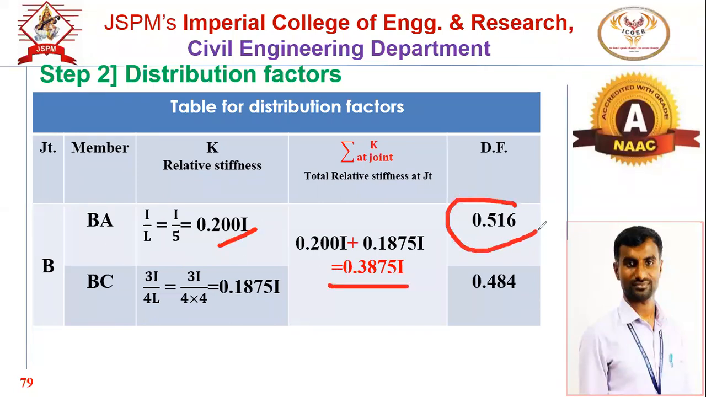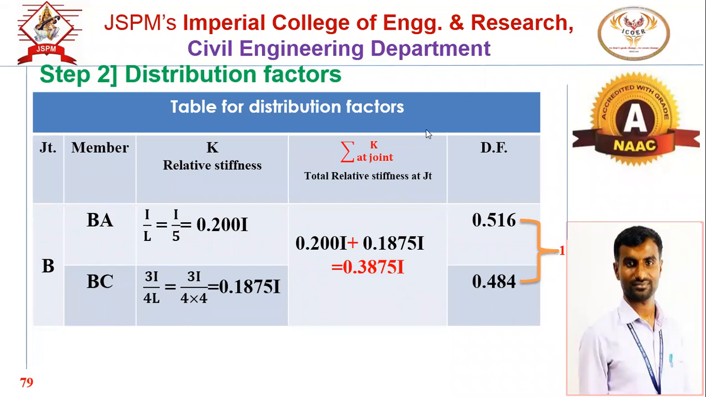So the distribution factor for BA will be 0.516. Whereas for BC, K divided by summation of K, the distribution factor for the BC member will be 0.484. Whenever you are starting the numerical solving of the moment distribution method, fix your calculations to 3 digits initially. And if you make the summation of distribution factors at a joint, it should always be 1.